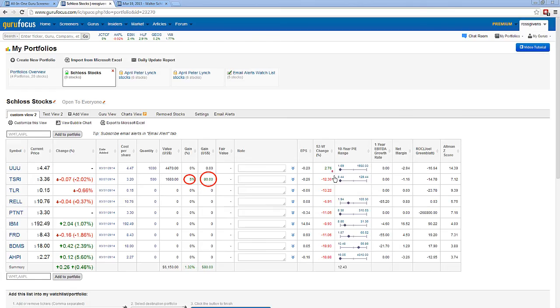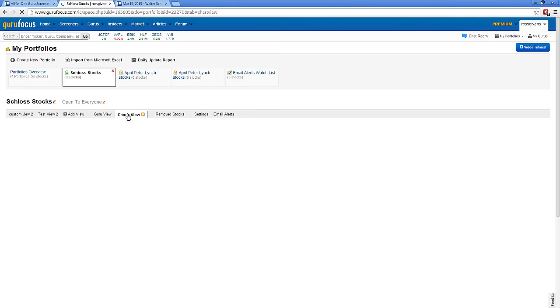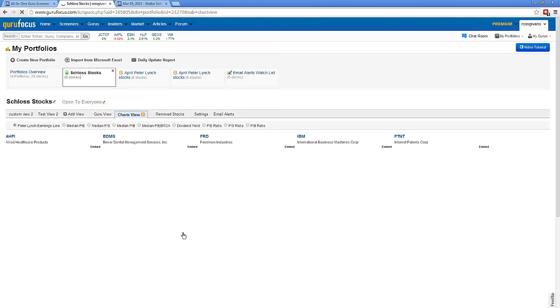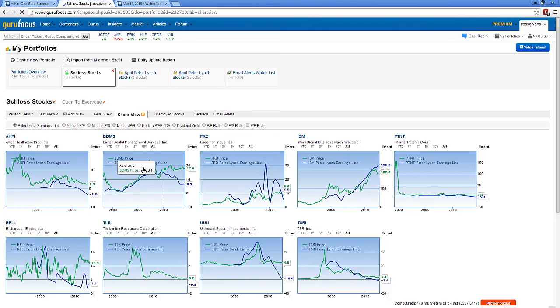It's got some other things. I mean, showing you the 10-year PE range, which is nice, and where the stock has moved, and a lot of other things here. Once again, you can change this view, customize it as much as you want, view this as charts. There's lots of different ways to do this. But it's really neat to have these portfolios. And you see up here at the top, they're all tracked, so you can kind of switch back and forth between them.